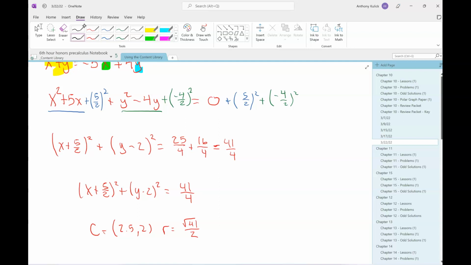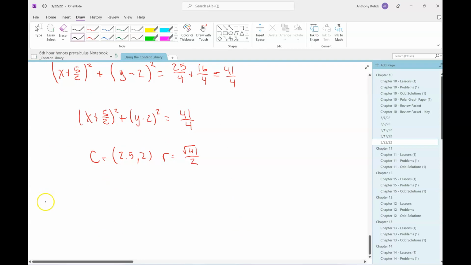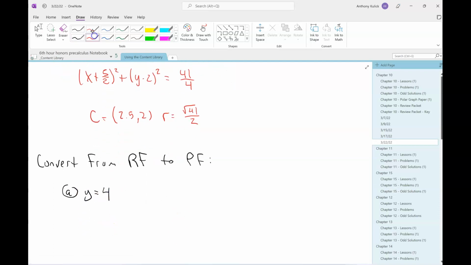What if we want to go the reverse direction? What if we want to go from a Cartesian or rectangular equation and go back to a polar one? Well, let's start with something simple. Let's say we have y equals 4.